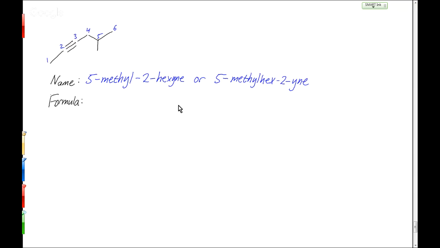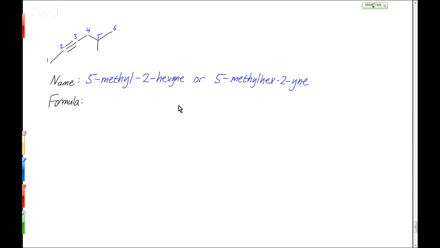I almost started numbering it at the 3 as the 1 because you said that it had to be the lowest, and I keep getting hung up. Yeah, it's gotta start with 1. You always got to start at the end, but you want the double or triple bond to be closest to that end that you start on.